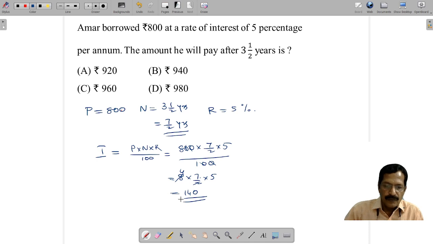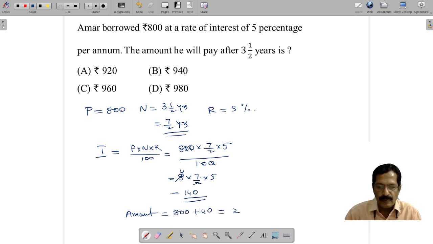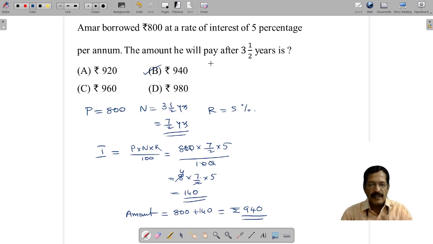Now, the interest is 140 and the principal is 800. So the amount is equal to 800 plus 140, and that is equal to rupees 940. So option B is the correct answer. 940 is the amount he has to pay after 3.5 years.